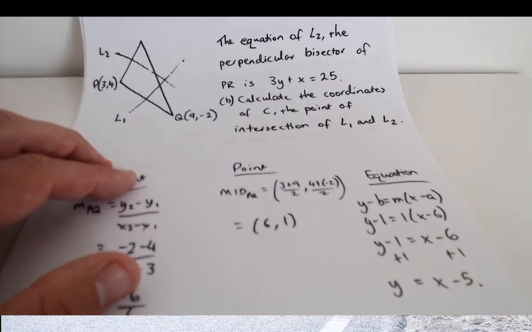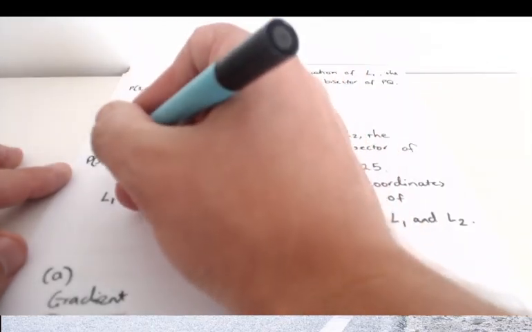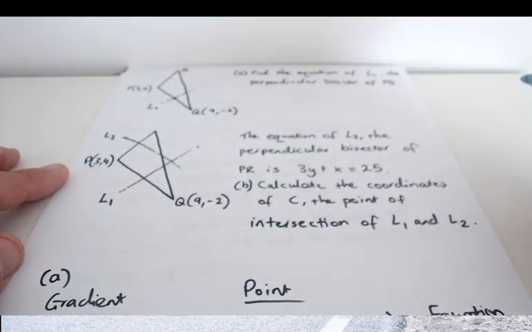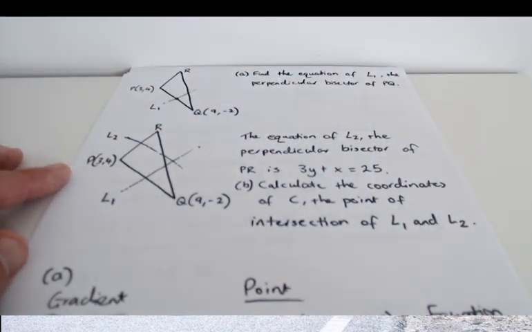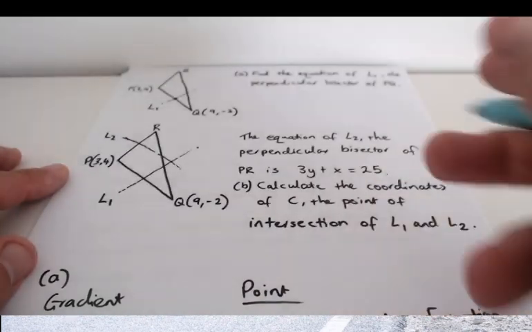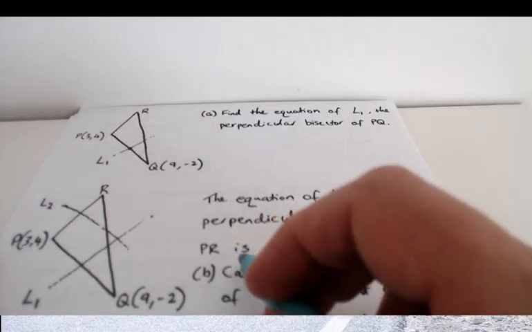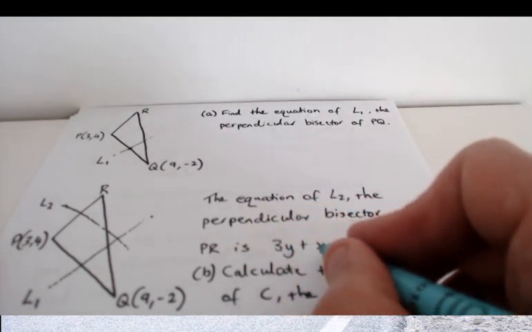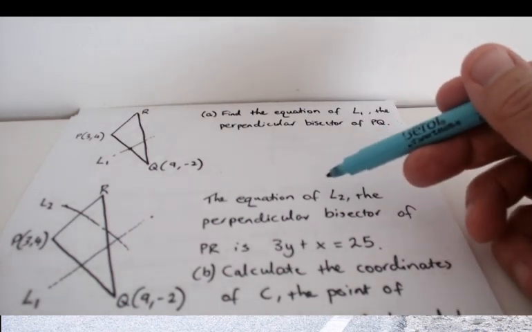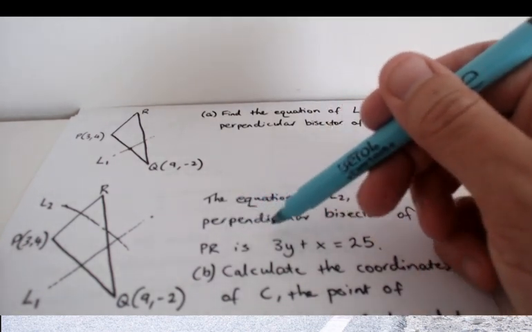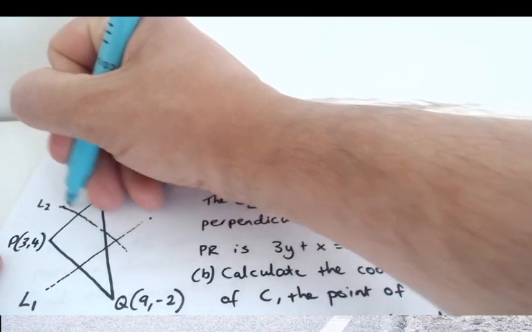Part B wants the perpendicular bisector of PR. The equation of L2, the perpendicular bisector of PR, is 3y add x equals 25. Sorry, I misread the question there. Right, let's try that again. The equation of L2, the perpendicular bisector of PR, is 3y add x equals 25. So they have just told me the equation of that line.